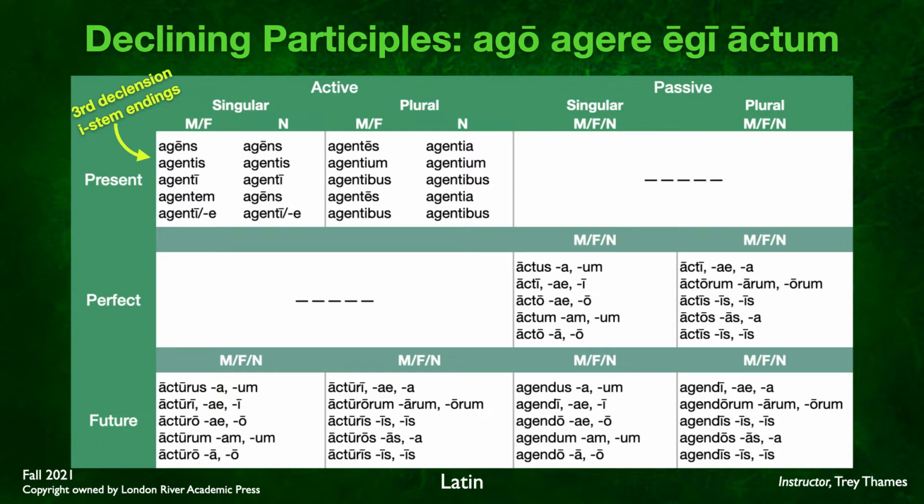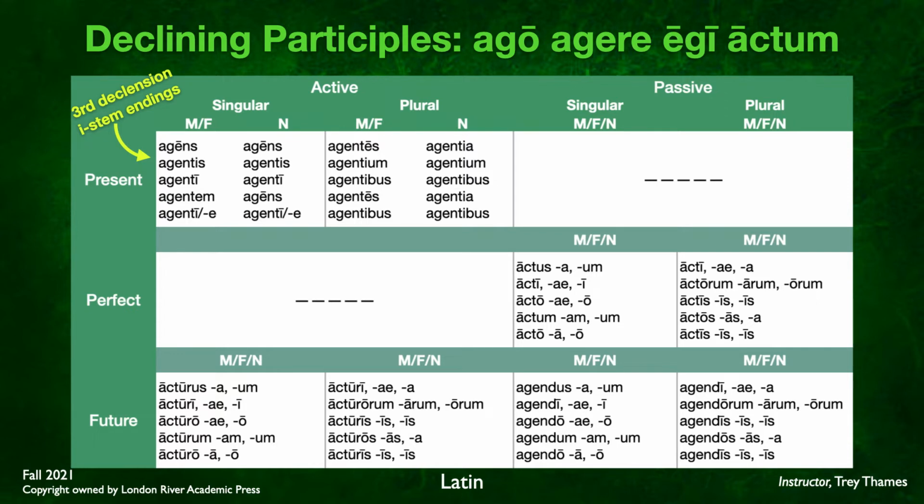In the perfect passive participles, again, you take the fourth principal part stem, act, and you just add us, a, um, and decline it like every other first and second declension adjective. So in the nominative, it's actus, acti, acto, actum, acto. Remember your endings, us, i, o, um, o. The plural is i, orum, is, os, is. I won't run through all of those, but you know the feminine and neuter endings.